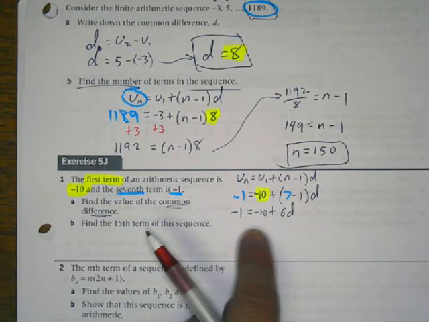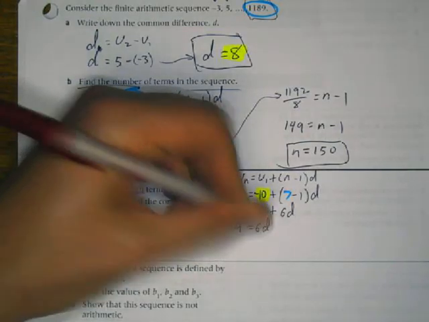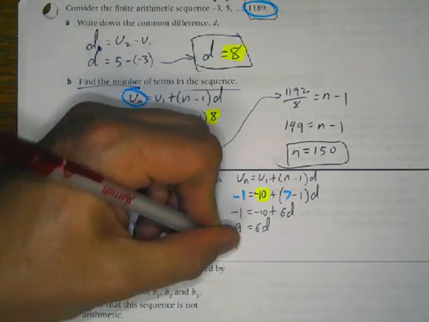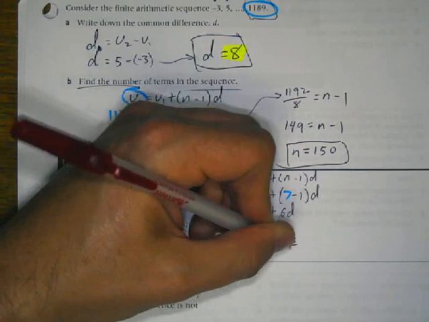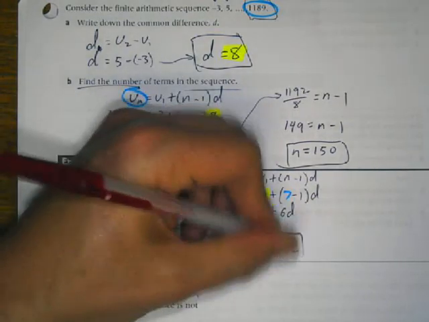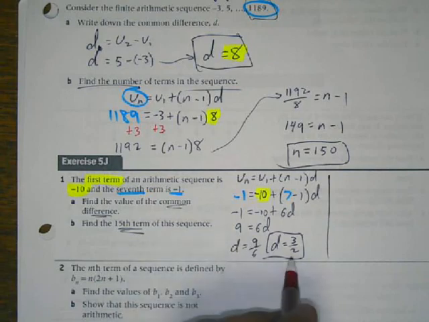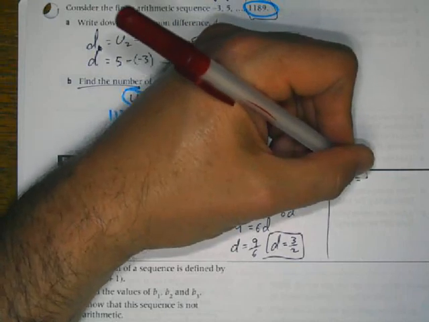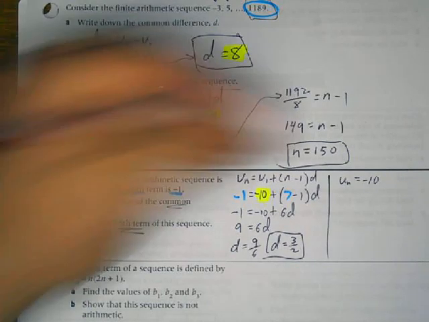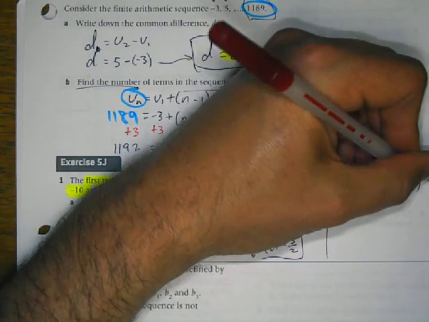Okay, so I can add 10 on both sides. I get 9 equals 6d. And then divide both sides by 6, and I get d equals 9 over 6, or d equals 3 halves. All right. Now we want to find the 15th term. So now that I've got d, I can say that my general formula is u sub n equals negative 10 plus n minus 1 times 3 over 2, right?